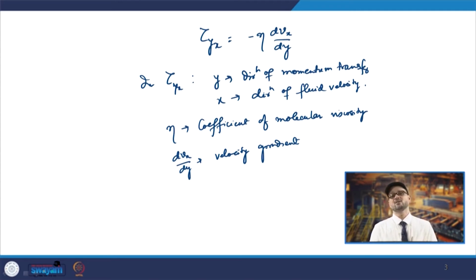Now, this is normally in the case of laminar flow, where we assume that there is movement of layer one over the other in a laminar manner. The liquids which obey this law, where the shear stress is proportional to the velocity gradient, are known as Newtonian fluids. Fluids like water, or molten steel at that temperature, are considered to be Newtonian fluids, whereas there are fluids which do not obey this law.